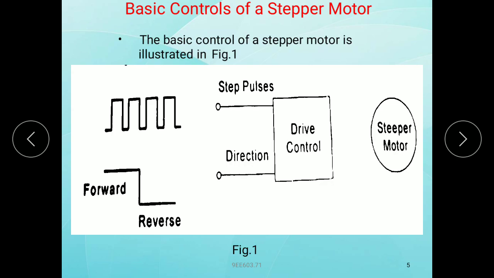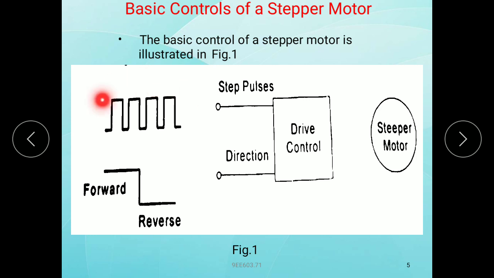So here the basic controls of a stepper motor. See here, the basic control of a stepper motor. So observe this one. So here see input and output. What is in between the input and output? What is the main basic control here in this figure?